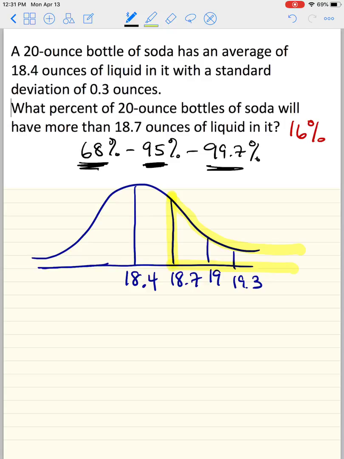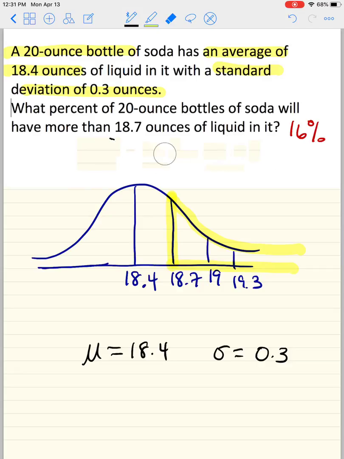I'm revisiting a problem that I did before. This problem says a 20-ounce bottle of soda has an average of 18.4 ounces. So if you recall, that's mu equal to 18.4, with a standard deviation of 0.3 ounces, so that's sigma of 0.3. Here I asked, what percent of 20-ounce bottles of soda will have more than 18.7 ounces of liquid in it? I left the answer here from the last video, and we said it was approximately 16%, because we knew that this was 34%, this was 13.5, and so on. So I'm going to show you how to do it in a calculator. Grab your calculator, pause the video, and let's get to it.